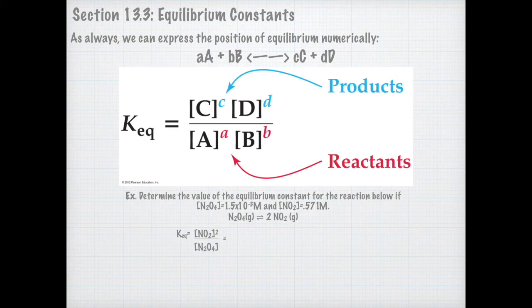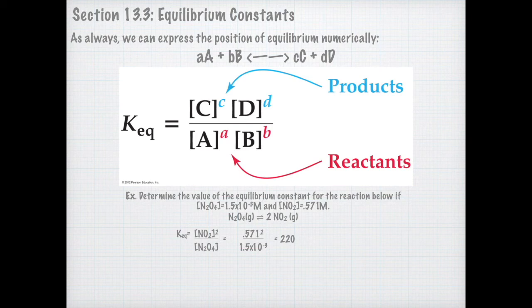So it's going to be 0.571 squared divided by the concentration of N2O4, which is 1.5 times 10 to the negative third. And so when you find your answer, it's 220. Okay? I rounded to two significant figures, so it's 220. And that's your answer.